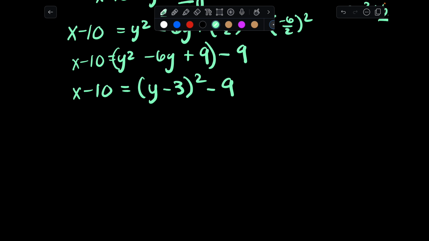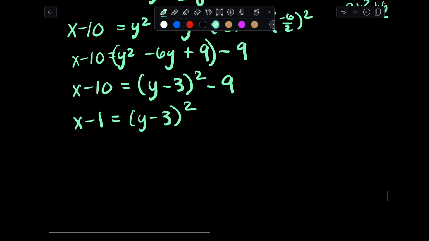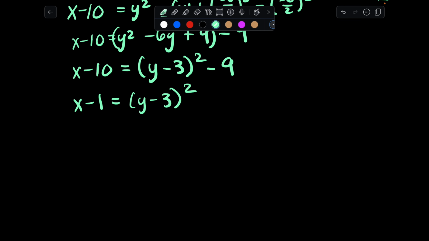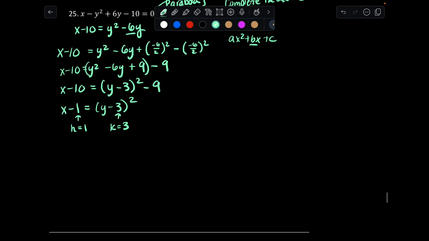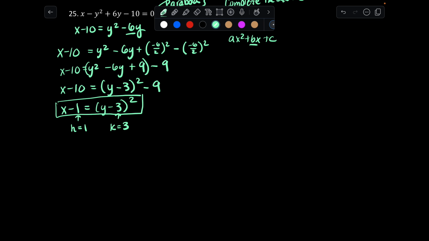Now, I'm not quite in standard form yet. I have too many constants, so I'm going to add 9 to the left side. So I have x minus 1 is equal to y minus 3 squared. So now we are in standard form, or vertex form, okay? And I can see that this is my h value, so h is going to be positive 1, and then my k is going to be positive 3, and that is going to be our vertex. All right, so that is part A.